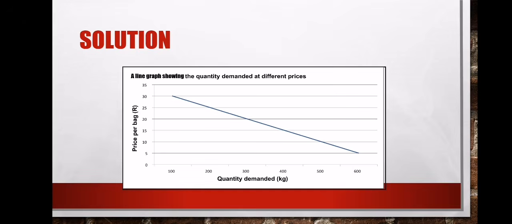A line graph showing the quantity demanded at different prices. You have the price per bag, remember, in brackets, rands. Quantity demanded, in brackets, kgs. Then you start plotting, you come up with a graph. The graph in this way, it is a demand graph or a demand curve. They can also say come up with a law of demand using this very same graph. You will be able to come up with.